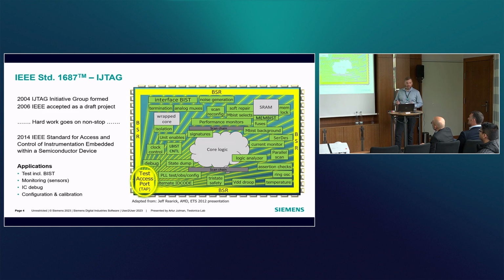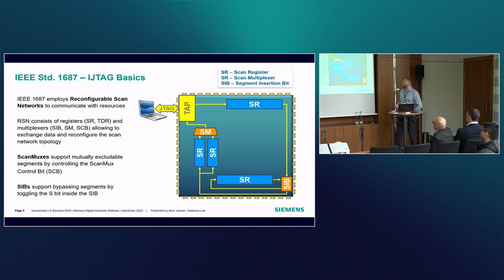So you may have memories on board external to your system on chip. You may have gigabit links. You need to configure transceivers. You want to do memory based tests. Everything could be done using 1687.